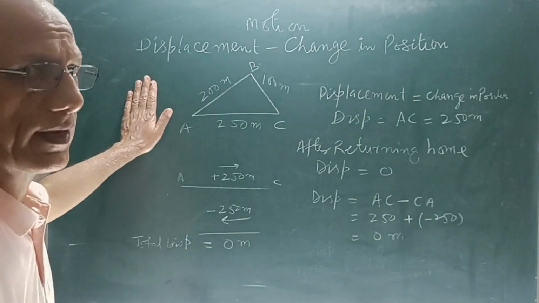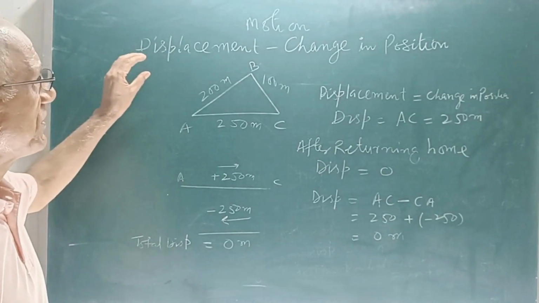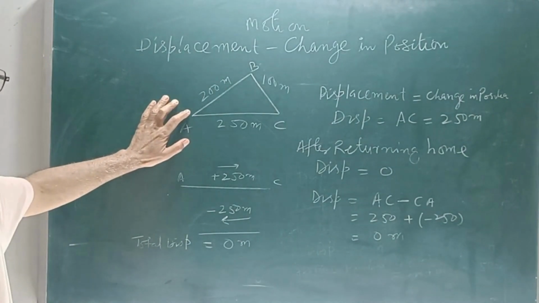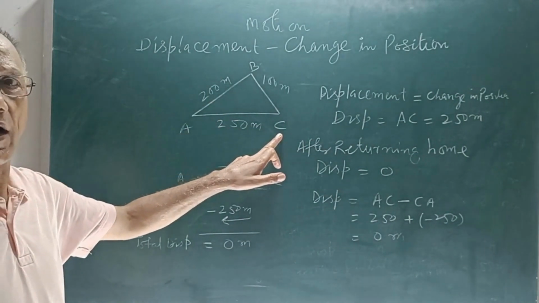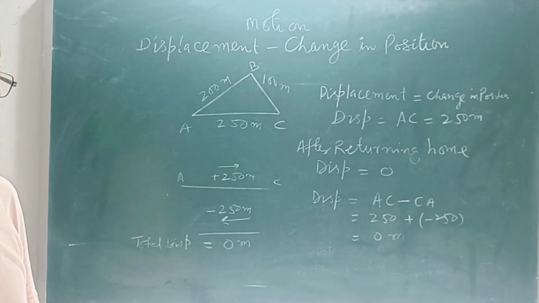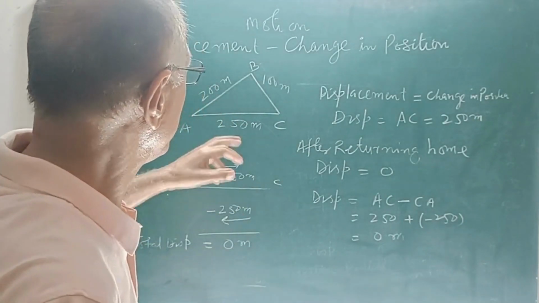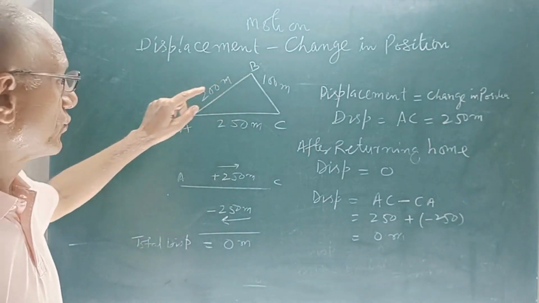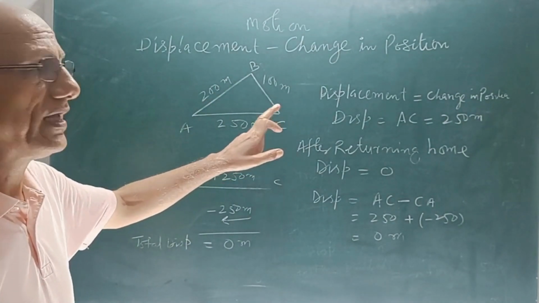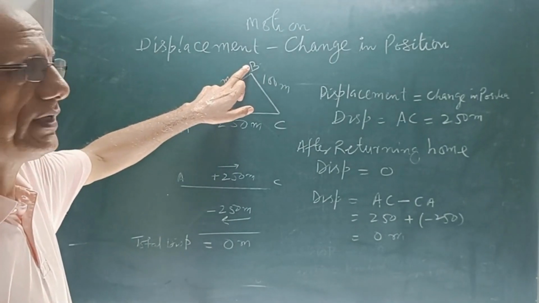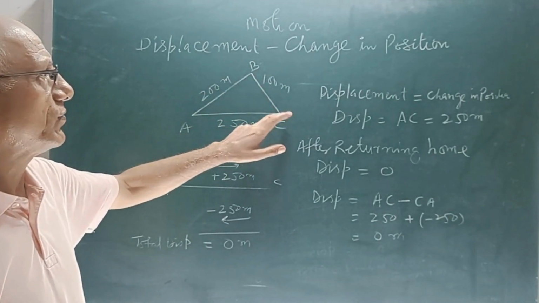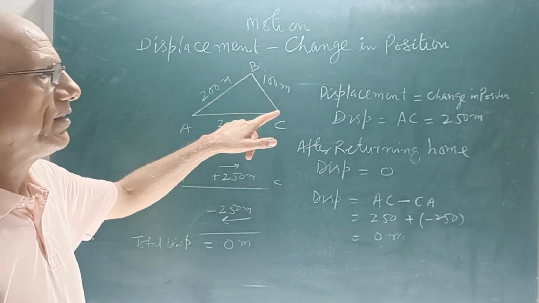Let us take one more example to make displacement more clear. Suppose a boy wishes to go to his friend's house to study, but in the meantime he remembers that he needs a book as well as a notebook. So instead of going from A to C, directly to his friend's house, he goes first to the market B, which is 200 meters away from his house, and then goes to his friend's house, which is 100 meters away from the market.